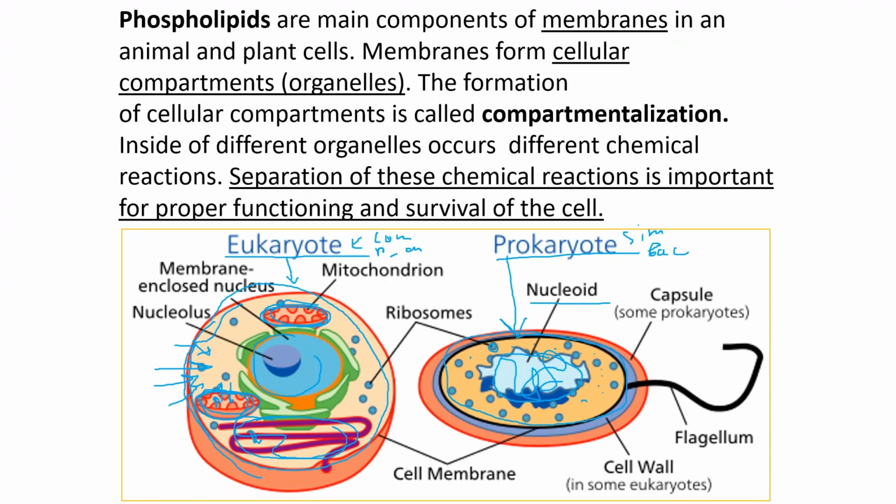And this process, when the membrane isolates and makes different cellular organelles inside of the cell, is called compartmentalization, creating small compartments or cellular organelles. And the function of compartmentalization is to separate chemical reactions in different cellular organelles. It's important for the overall survival of the cell.